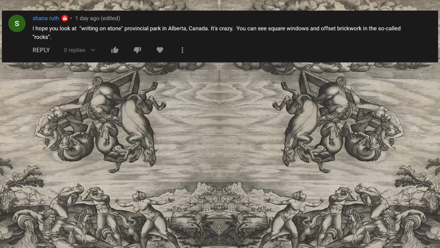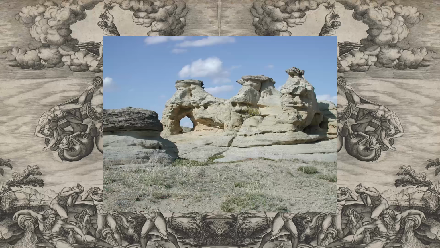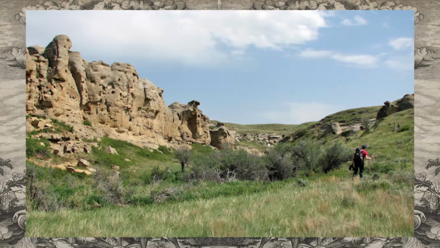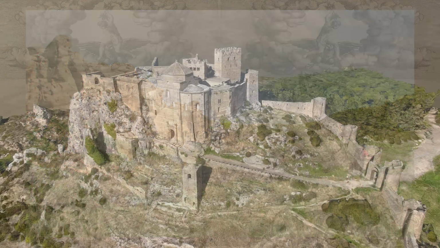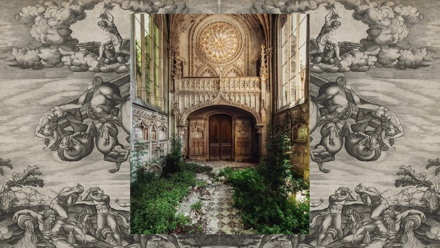A recent viewer made this comment about writing on stone in Provincial Park in Canada. It really does look like a bunch of melted structures to me. And you really just see these types of structures all around the world. It's very difficult for people to realize that we have been fed lies almost our entire lifetime from the education system on history and geology that it almost creates cognitive dissonance even to entertain these ideas. It's so unbelievable to come to the conclusion that everything we ever knew is a lie.